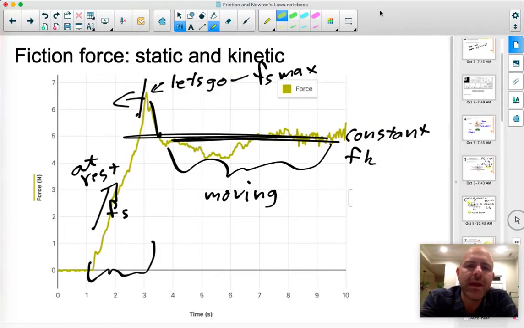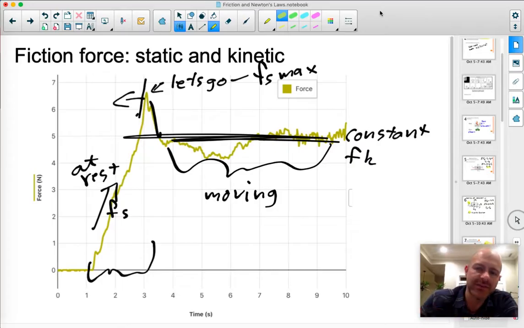So we can take a look at that video, an example that I just did, and break it down into pieces. The first little bit, as the frictional force is building up and up and up, it's at rest. Then it lets go right after you hit the peak. That's where your Fs max exists.